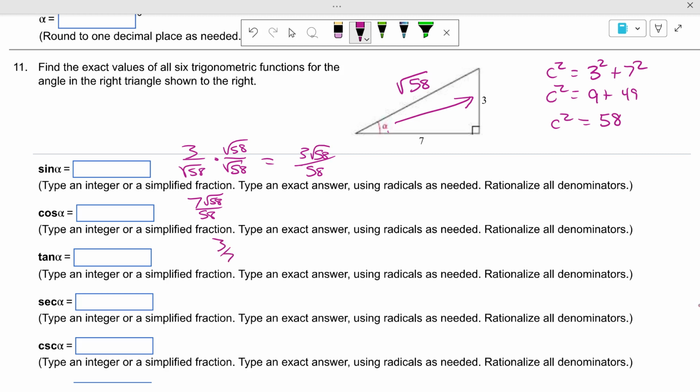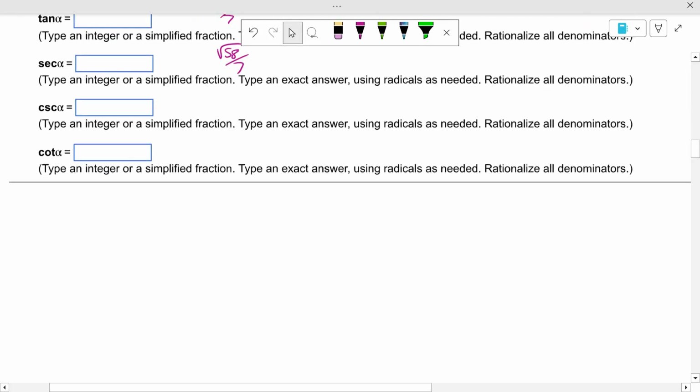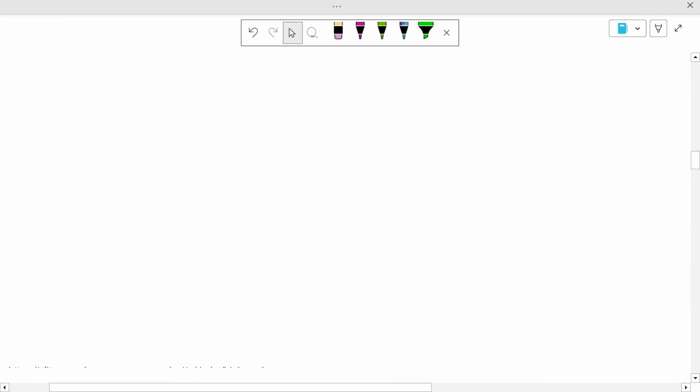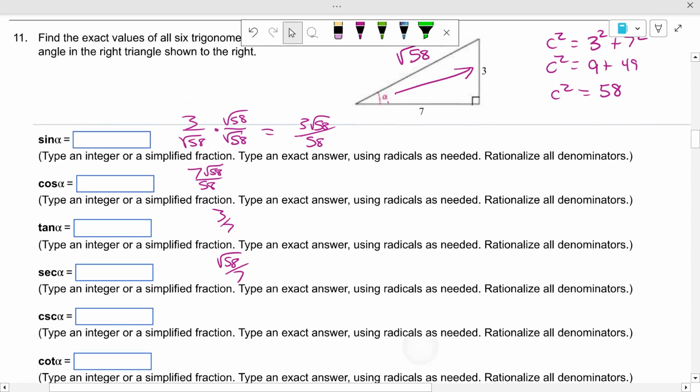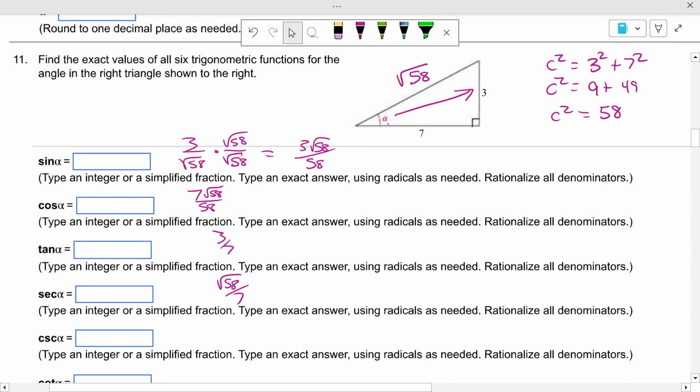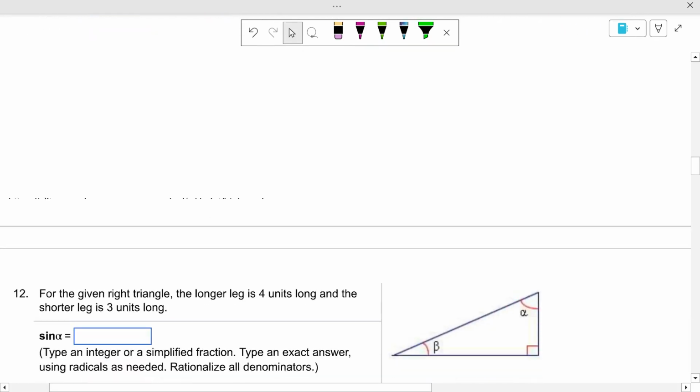Secant's the flip of the cosine, so it's the hypotenuse over the adjacent, or the square root of 58 over 7. And we just leave it like that, because the square root's on the top. Can we handle that? Okay, so we can handle ones like that. Yep. So cosecant would be square root of 58 over 3, and cotangent would be adjacent over opposite, which would be 7 over 3. Okay? All right.